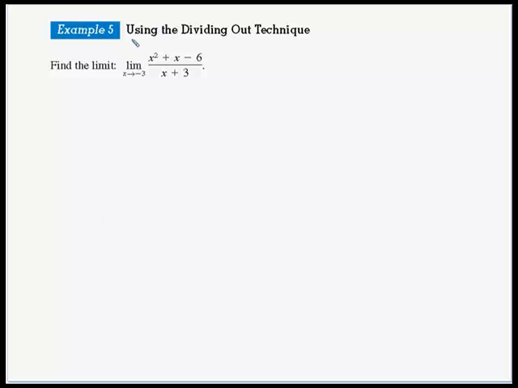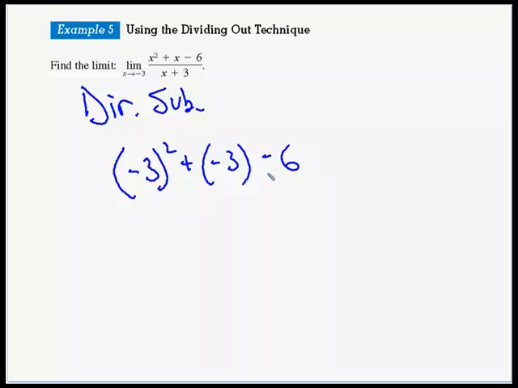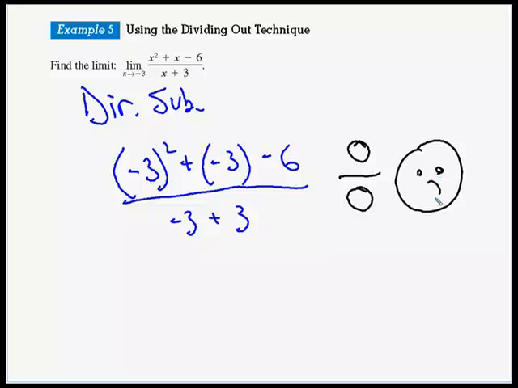Example 5, use the dividing out technique. So first, I'm going to try direct sub. Always try direct sub. X approaches negative 3. So I'm going to have negative 3 squared plus negative 3 minus 6 over a denominator of negative 3 plus 3. So negative 3 squared is 9. 9 plus negative 3 would be negative 6. Minus 6 is 0. Divided by negative 3 plus 3 is also 0. And we have indeterminate form. 0 divided by 0 is a bad thing.